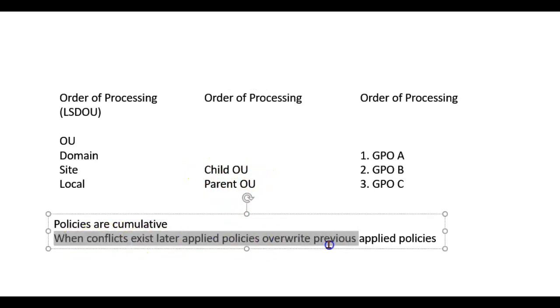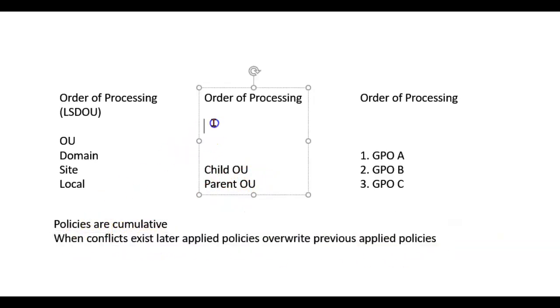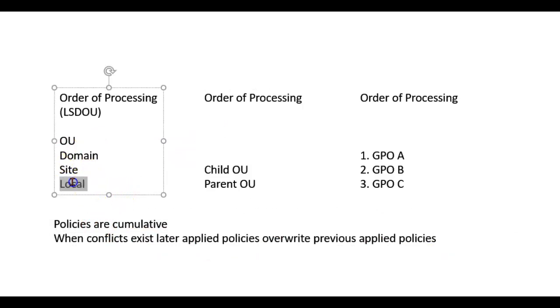What happens when conflicts exist? Well, when conflicts exist, the new policy overwrites the old one. So if you put a local policy on your machine, and I come along as a domain administrator and put a site policy on, and my site policy disagrees with your local policy, let's say that your local policy says that you can always have My Computer on your desktop, but my site policy says you cannot. Well, my site policy is going to override your local one.